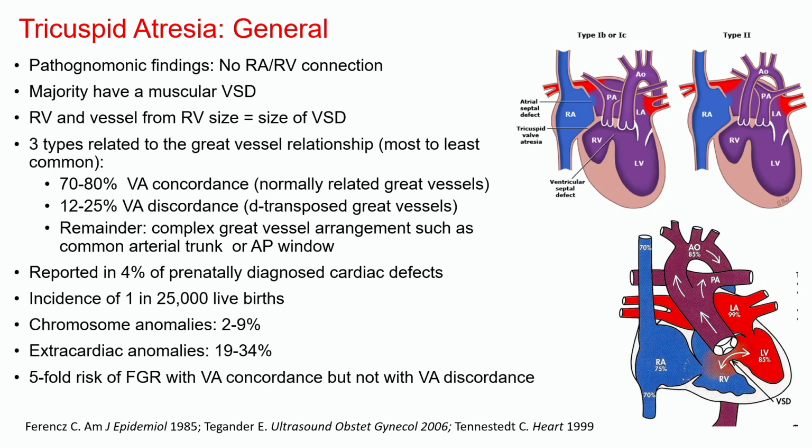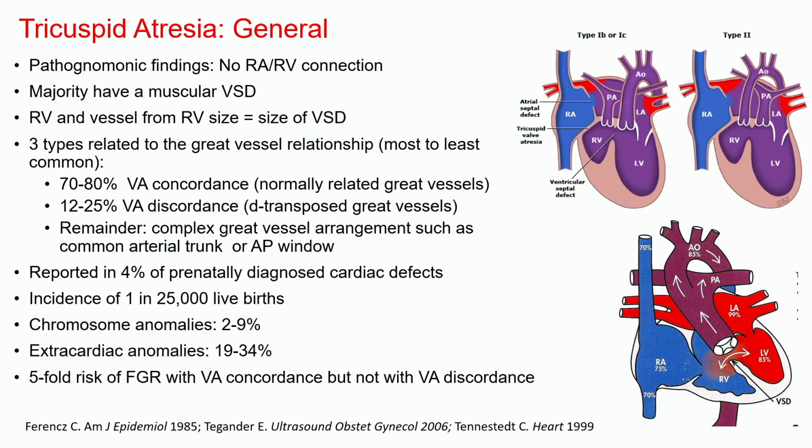And as we know, you can either have VA concordance, that is, from the right ventricle comes the pulmonary artery, and that is the most common form of great artery arrangement in tricuspid atresia. About 12 to 25% will have VA discordance, and that's detransposition of the great vessels. So you'll have the aorta coming from the hypoplastic right ventricle, and the remainder, which are very few, will have a common arterial trunk or an AP window, and those are very unusual.